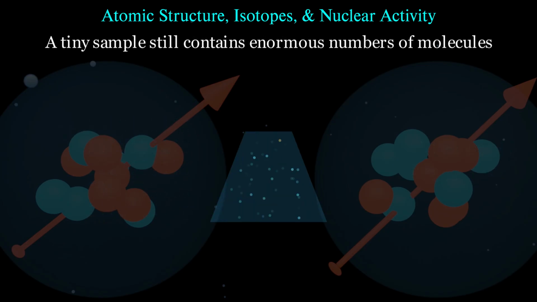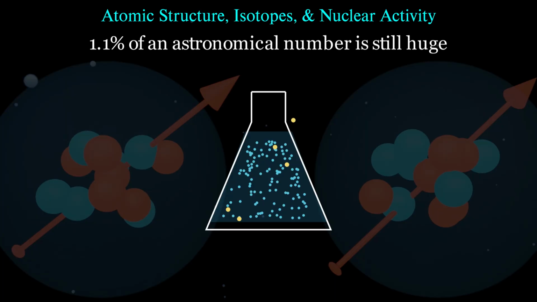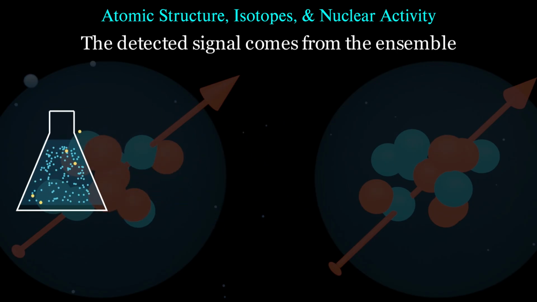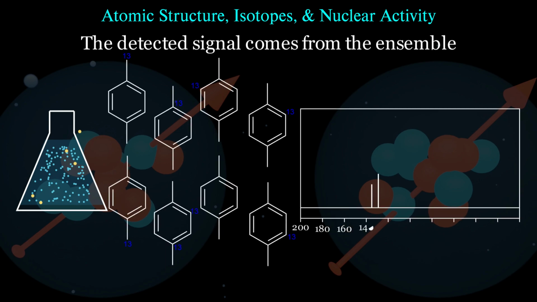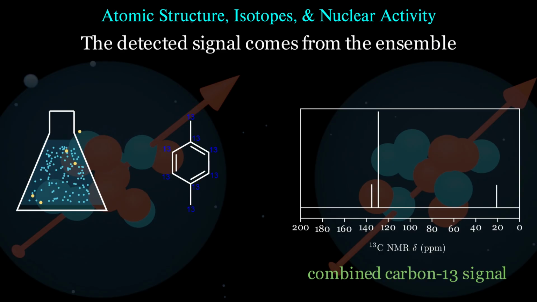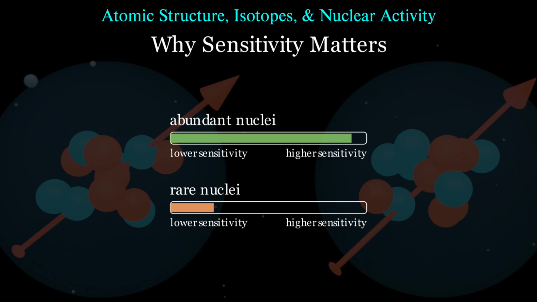So if you had a flask containing an enormous amount of molecules, which you always do, only a small fraction of those molecules would happen to contain a carbon-13 atom at a given carbon position. But because the number of molecules in a tiny sample is astronomically large, that 1% still corresponds to a huge number of observable nuclei. So the signal we detect in carbon-13 NMR comes from this massive ensemble of rare isotopes spread across countless molecules. And this idea becomes really important later when we discuss things like sensitivity and why some nuclei are harder to observe than others.